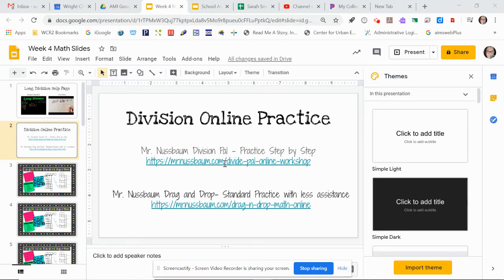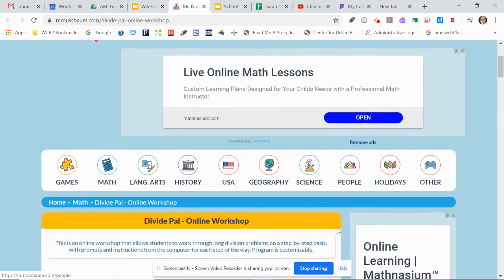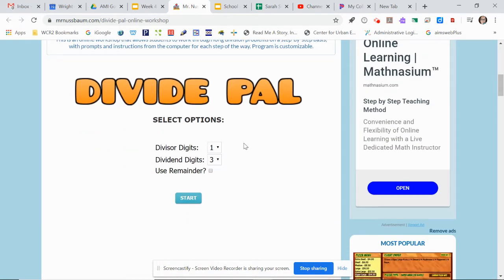It doesn't matter. If I click on this one here, it comes up and takes you to this page. It's going to say Division Pal. I want you to keep in mind where it says divisor digits. In 4th grade, we do not go to 2. We only stay at 1. So please don't put it at 2, because it's most likely going to be too difficult for you. Just stick to 1 divisor digit.